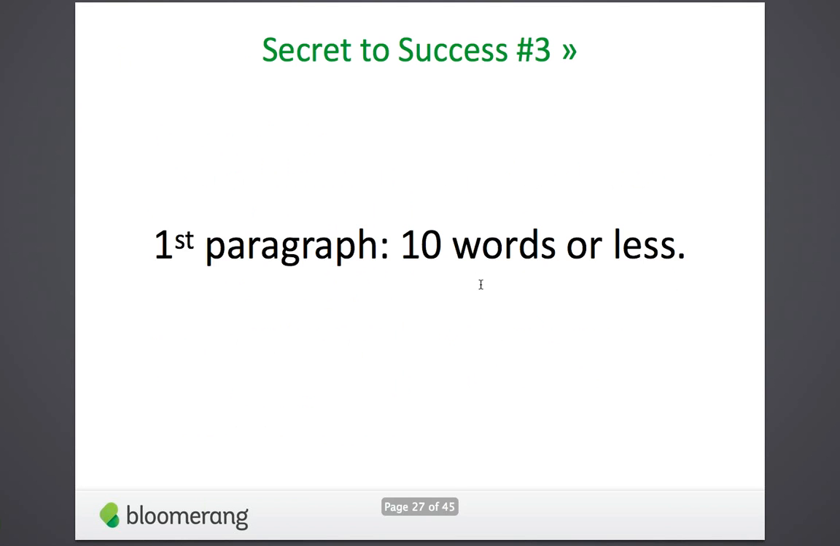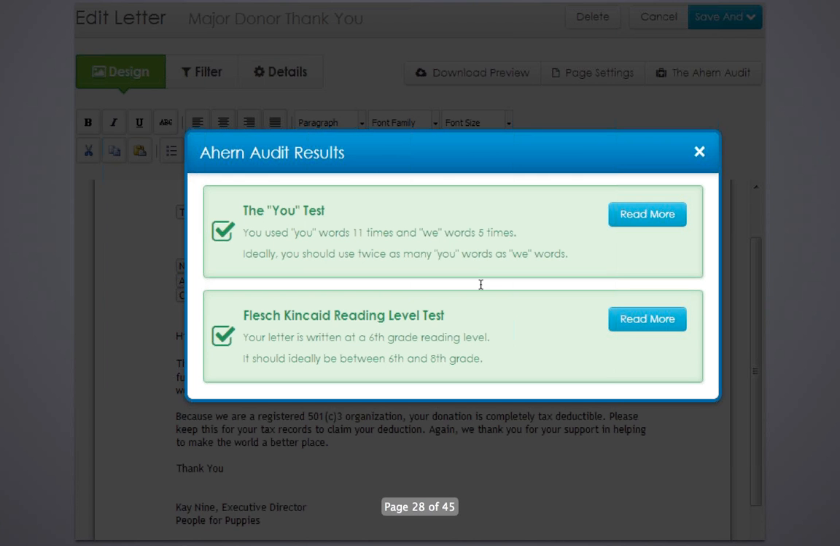And one that I see violated quite often is, for any type of letter or communications going out, make sure that the first paragraph is 10 words or less. And people may be asking, why is that the case? It's because most people skim documents before they decide if they want to go ahead and read them. And you want to make sure that you grab their attention and draw them on into the balance of your story by the first paragraph being 10 words or less.